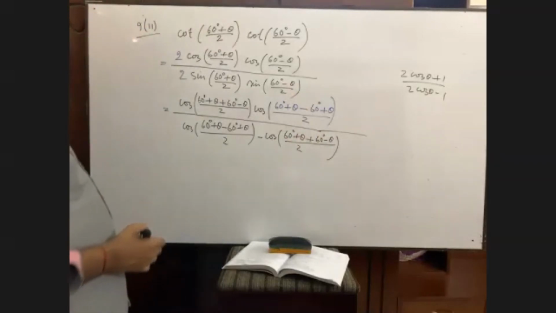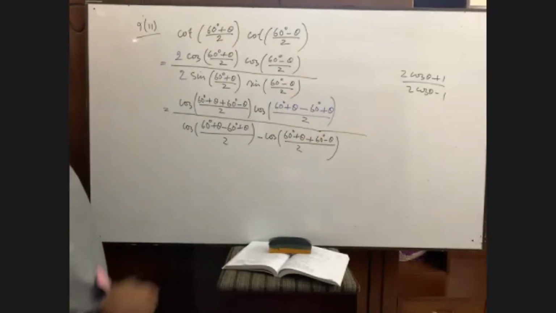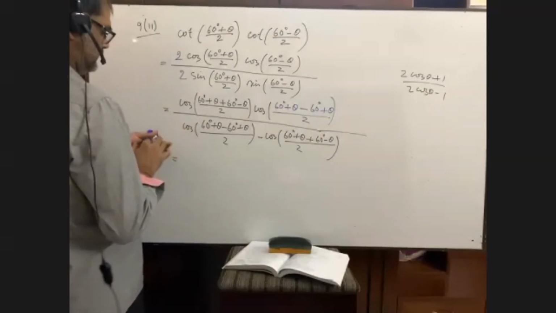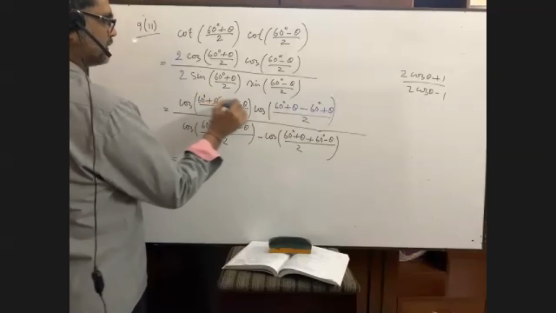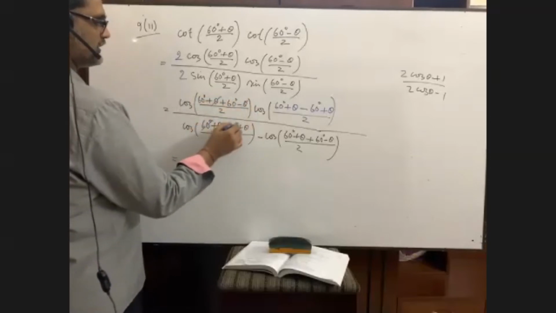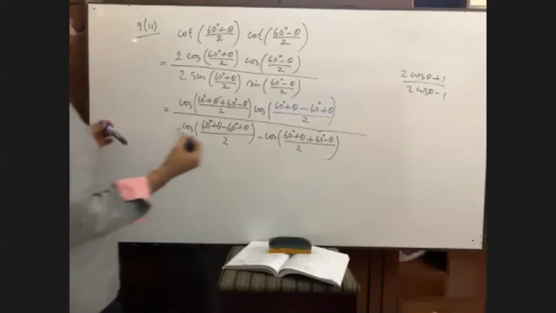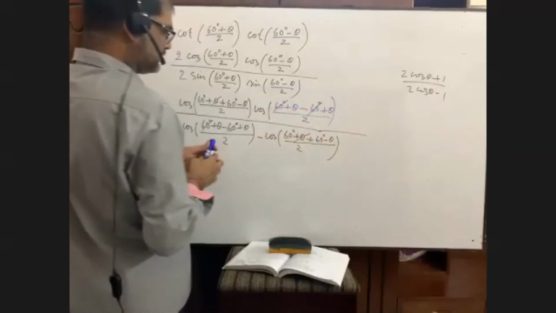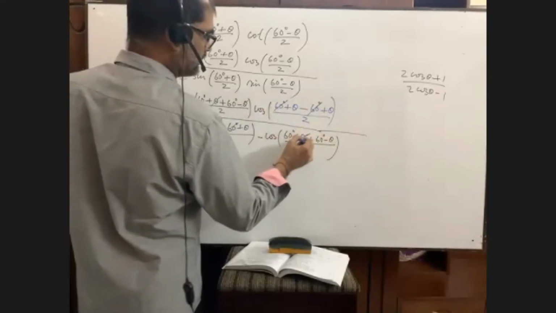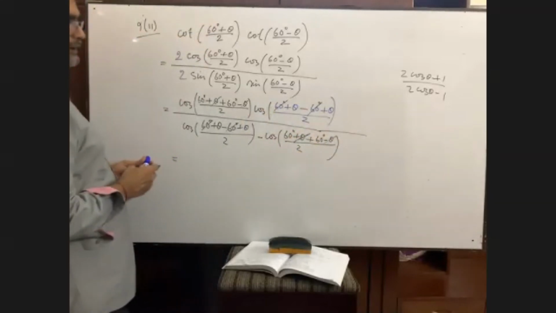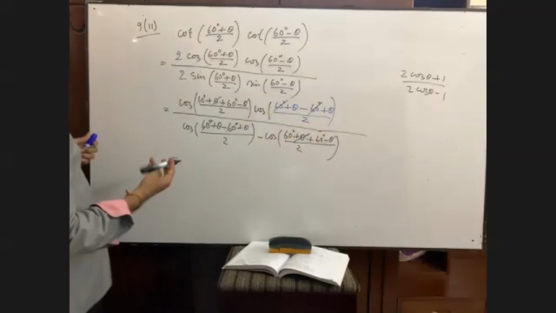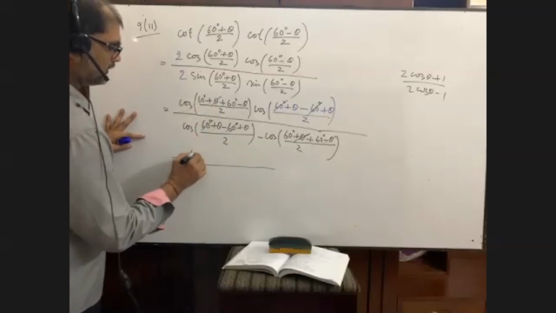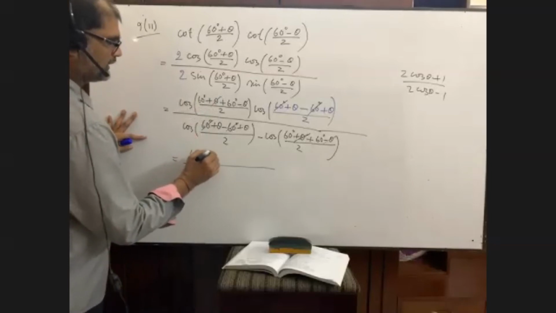Now calculate it by yourself to get the result. Here theta will be omitted, here 60 will be omitted, here 60 will be omitted, here theta and theta will be omitted. Then we'll be left with cosine 60 degree.